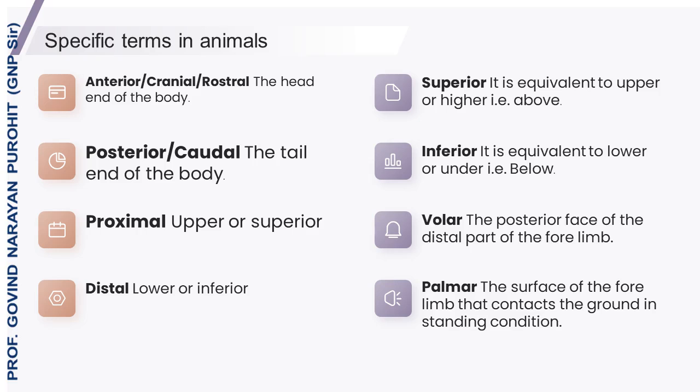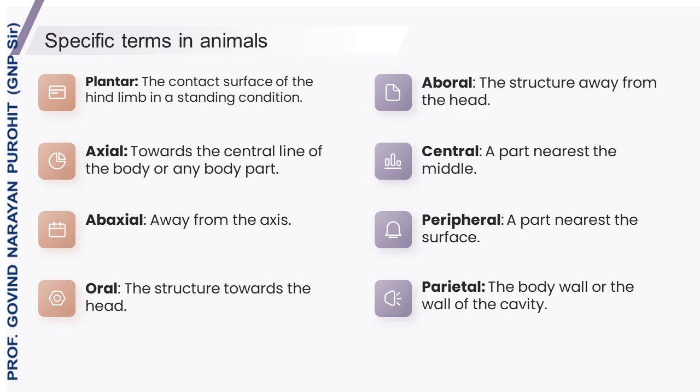1. Anterior, cranial, rostral, the head end of the body. 2. Posterior, caudal, the tail end of the body. 3. Proximal, upper or superior. 4. Distal, lower or inferior. 5. Superior, it is equivalent to upper or higher, i.e. above. 6. Inferior, it is equivalent to lower or under, i.e. below. 7. Volar, the posterior face of the distal part of the forelimb. 8. Palmar, the surface of the forelimb that contacts the ground in standing condition. 9. Plantar, the contact surface of the hind limb in standing condition.